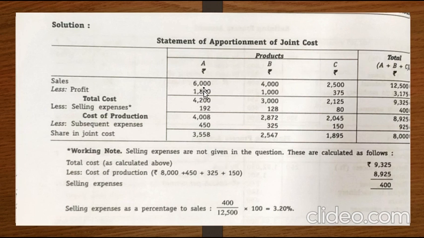So profit is a certain percentage of sales which is given in the question. So you minus your sales minus your profit, you will get your total cost. So from your total cost, what you have got? 4,200, 3,000 and 2,125. You will minus your selling expenses.